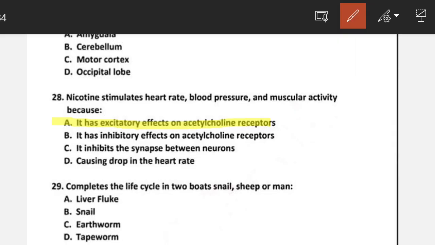Question number 29: Completes the life cycle in 2 hosts: birds, snail, sheep or man? Option A is the liver fluke, option B is the snail, option C is the earthworm, and option D is the tapeworm. So the correct option here will be option A, the liver fluke, which completes its life cycle in 2 hosts.